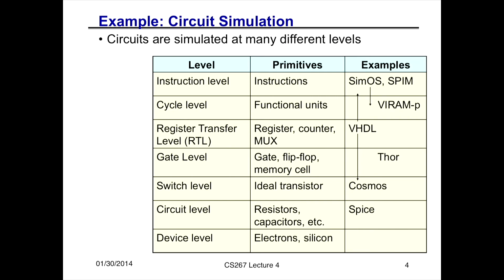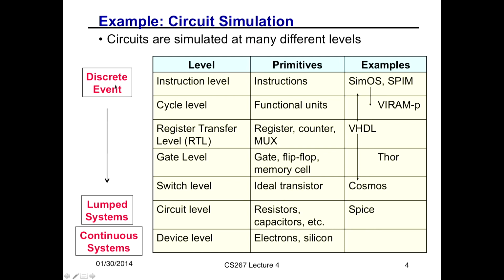So just to show you that simulation occurs at many different levels, let me pick one kind of simulation, which is circuits, since there are a lot of EE students here. I hope you appreciate it. You can simulate it at every level, from everything being discrete all the way down to continuous. And all of these have commercial tools that are widely used in order to do these levels of simulation.